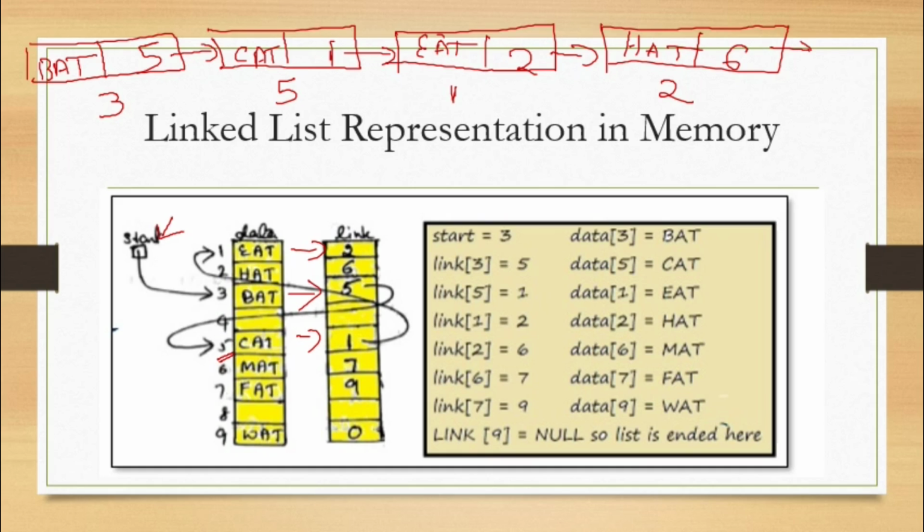Next we have another node in 6, that is mat. This mat will point to 7. So our next node will be at address 7, which is nothing but fat, which is going to 9.